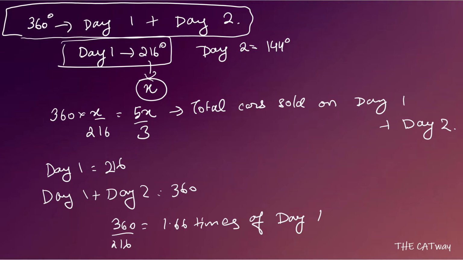Okay, now 1.66 times will be represented as 5 by 3, and "of" means multiply and day 1 means x, so we will get 5x by 3. So I hope it is clear that the total number of cars sold on the first 2 days is 5x by 3. Okay, I hope this is clear.